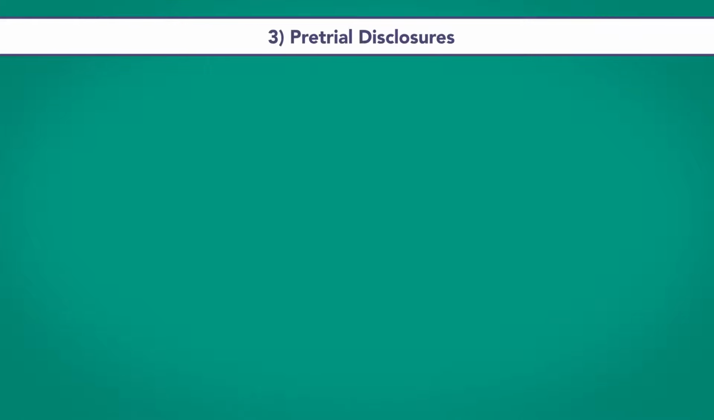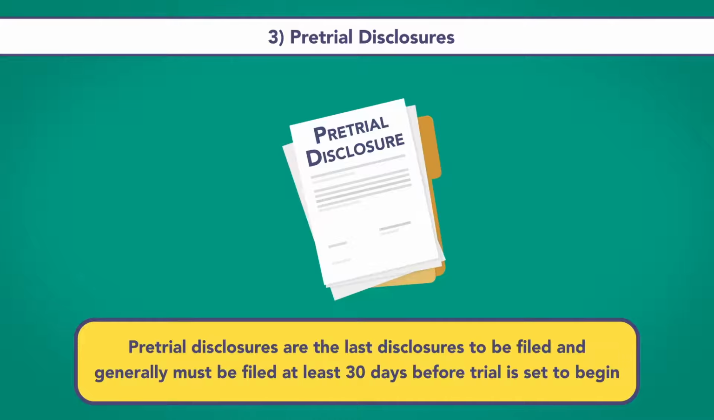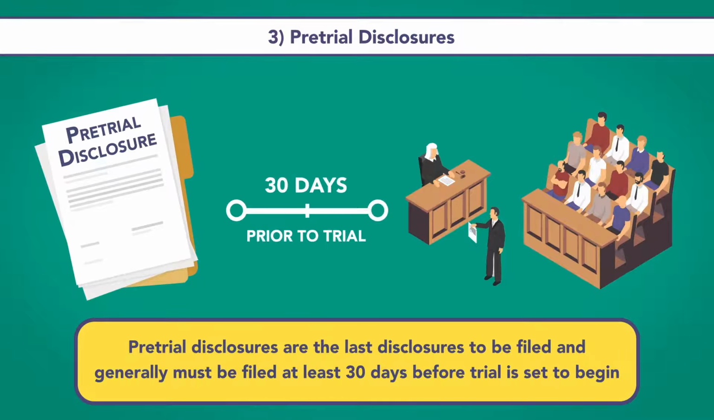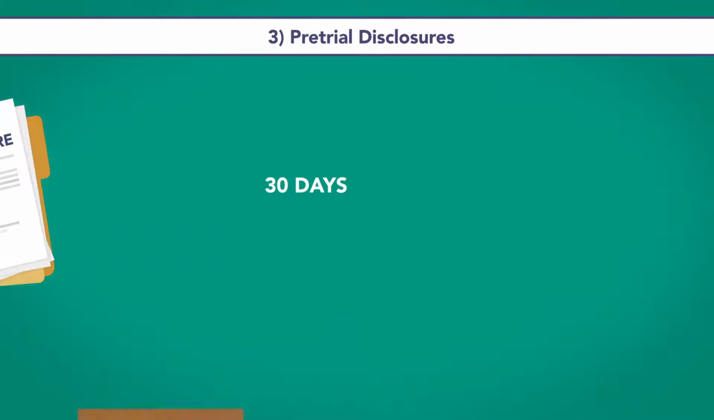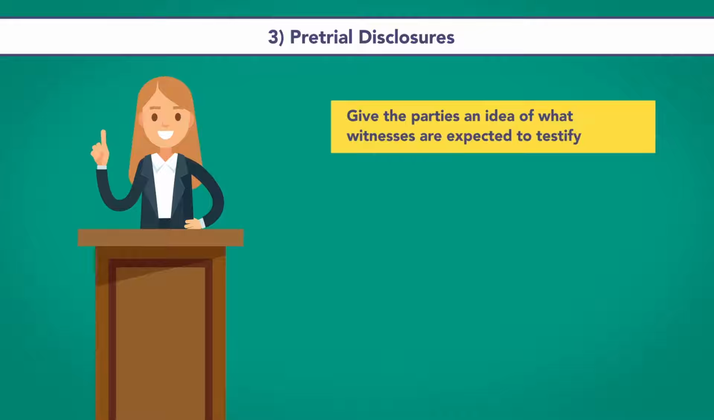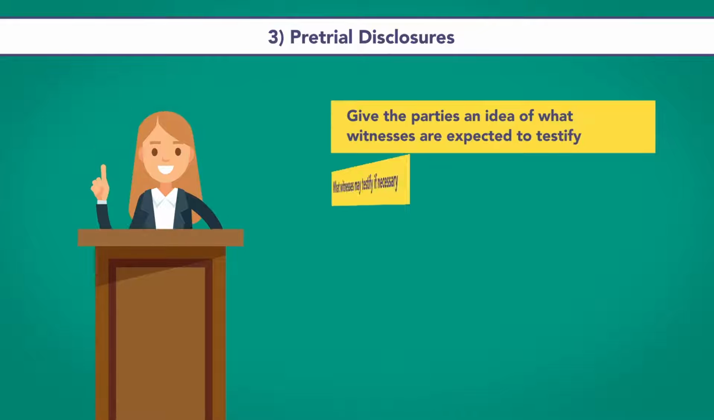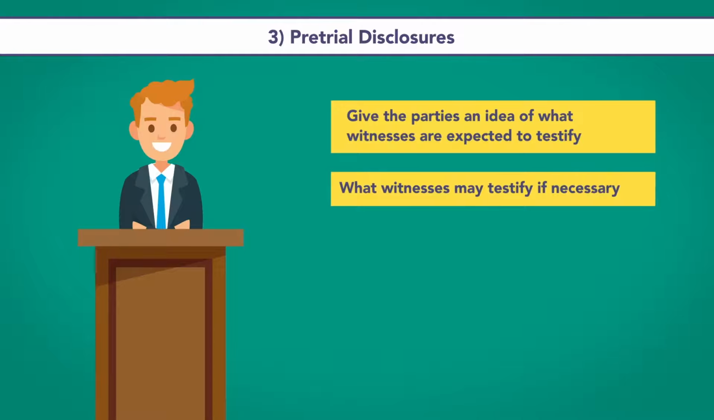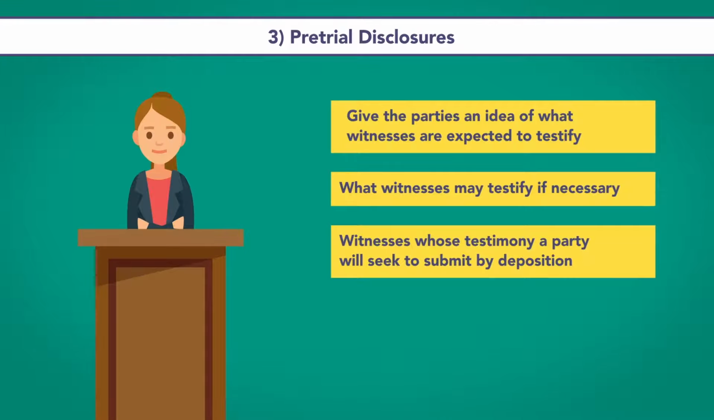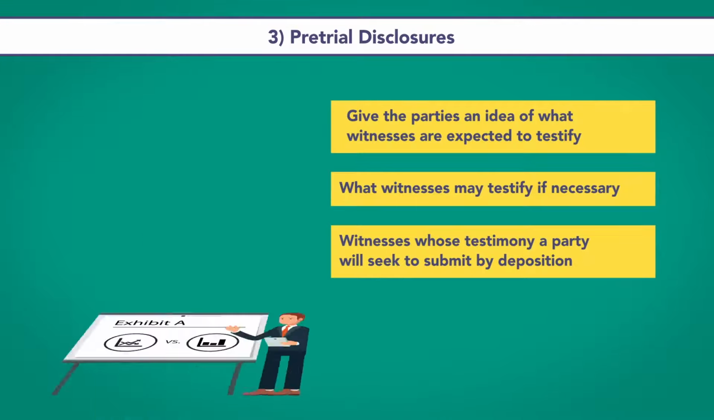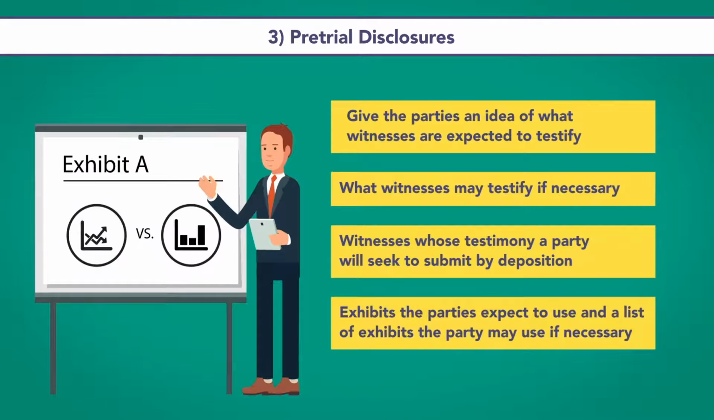3. Pretrial disclosures. Pretrial disclosures are the last disclosures to be filed and generally must be filed at least 30 days before trial is set to begin. These disclosures serve to give the parties an idea of what witnesses are expected to testify, what witnesses may testify if necessary, witnesses whose testimony a party will seek to submit by deposition, exhibits the parties expect to use, and a list of exhibits the party may use if necessary.